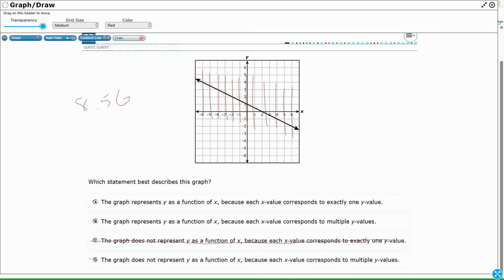So we need to get rid of these two. C and D don't work. But unfortunately, we had 21% of our students choose this and 11% of our students choose this. So it is a function. Why is it a function? Because each x value corresponds to exactly one y value. That's the definition of a function. Each x leads to one y. Or each x corresponds to multiple y values. That would make it not a function, and that's not true. Each x does not have multiple y's.